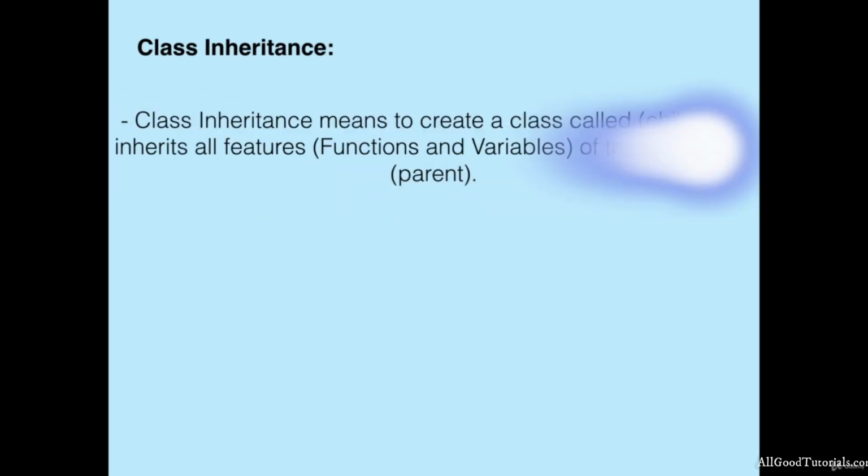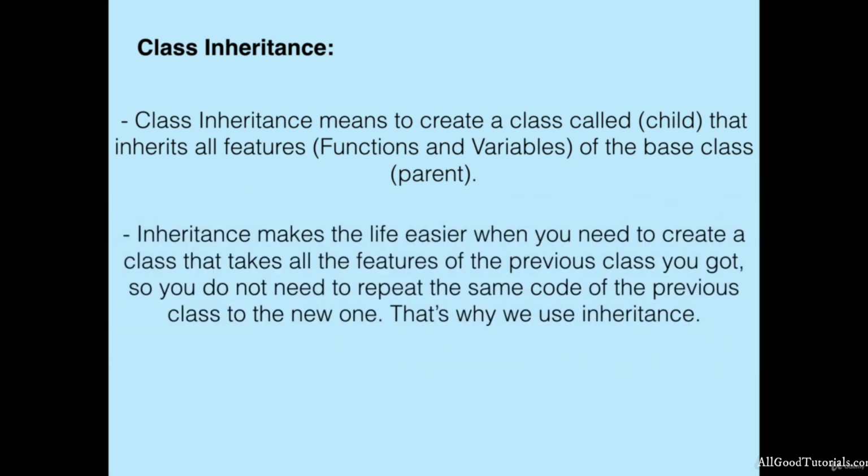Class inheritance. Class inheritance means to create a class called child to inherit all the features, functions, and variables of the base class parent. Inheritance makes life easier when you need to create a class that takes all the features of the previous class you got. So you do not need to repeat the same code of the previous class in the new one. That's why we use inheritance.